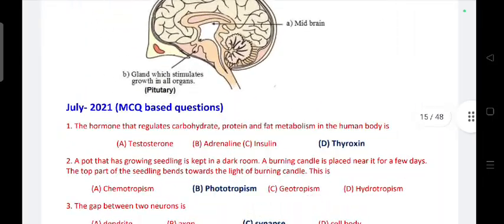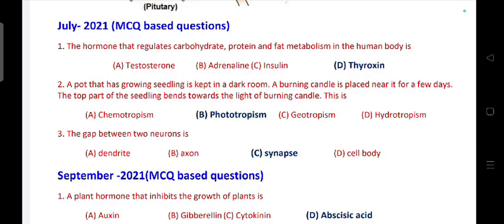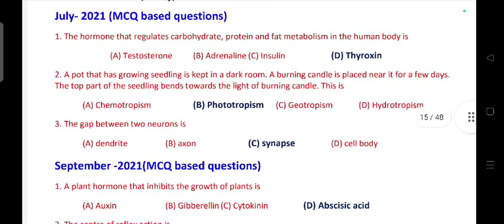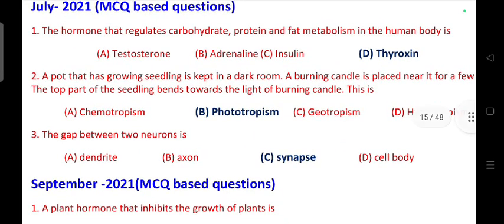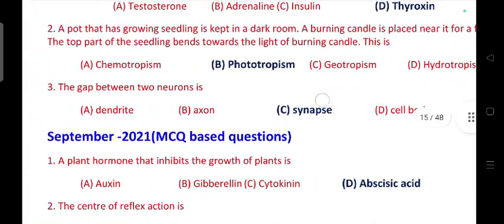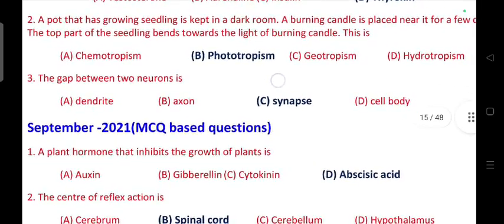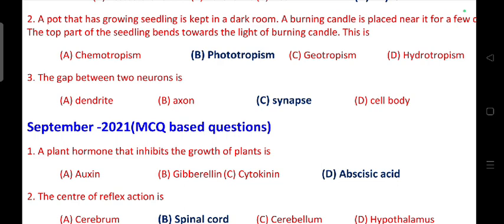Next, in June 2021, 3 MCQs were asked from this chapter. First, the hormone that regulates carbohydrate, protein and fat metabolism in the human body is thyroxine. Next question: a pot that has a growing seedling is kept in a dark room. A burning candle is placed near it for a few days. The top part of the seedling bends towards the light of the burning candle. This is because of phototropism. The gap between two neurons is the synapse.